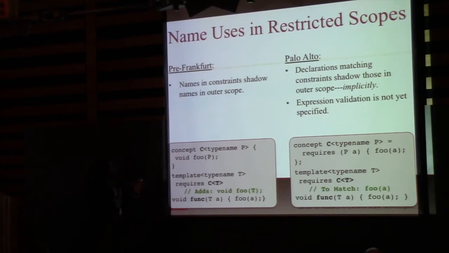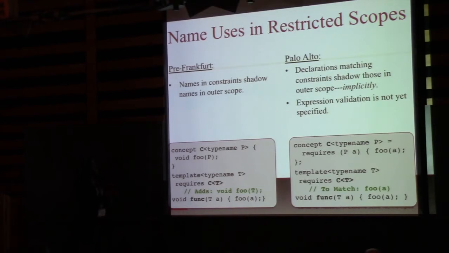So expression validation is not specified, but I do think that when it does get specified, the behavior of it is going to be either similar to what we're currently doing with the pre-Frankfurt design, or something else, or maybe something like weak hiding. I guess I'll just wait to see before I know for sure.